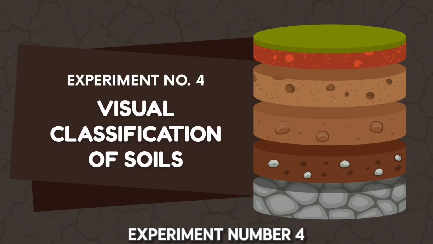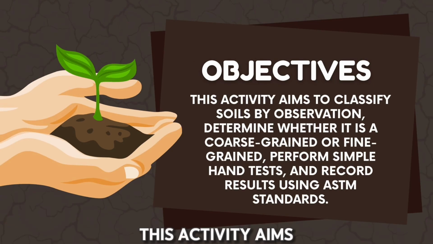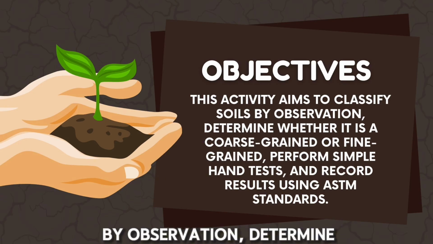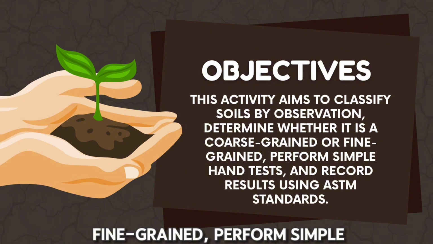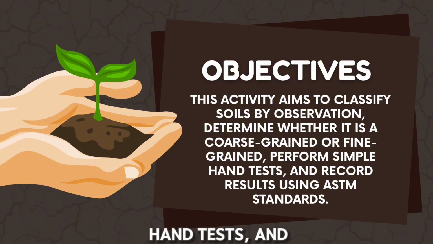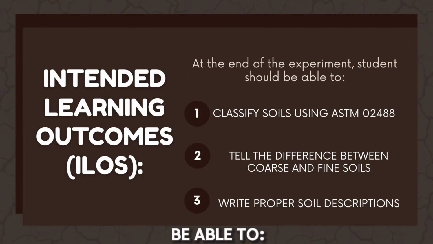Experiment number 4. Visual classification of soils. This activity aims to classify soils by observation, determine whether it is coarse-grained or fine-grained, perform simple hand tests, and record results using ASTM standards. Throughout the experiment, the students should be able to classify soils using ASTM D2488, tell the difference between coarse and fine soils, and write proper soil descriptions.